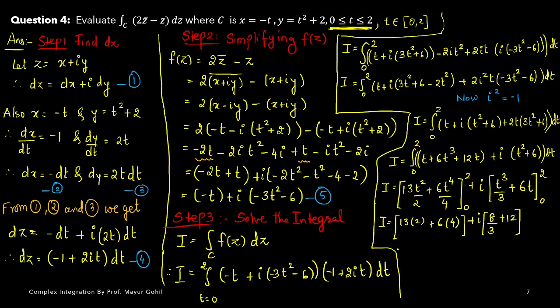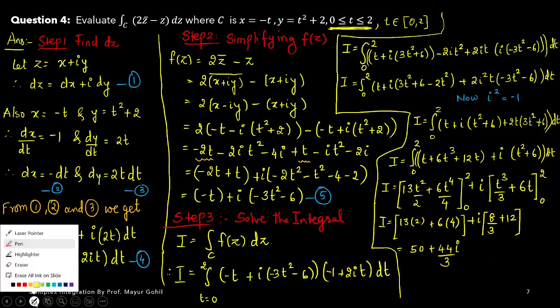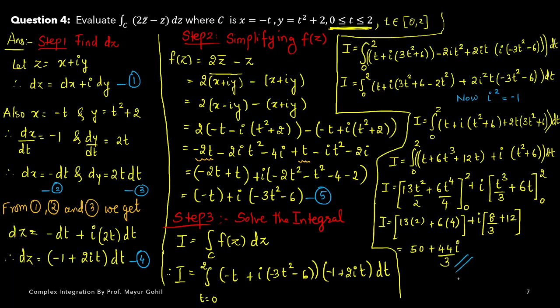Okay, on simplification of this is 26 and this is 24, right? So this is 50, and this one will be how much? 36 plus 8 is 44, right? 36 plus 8, yeah, is 44. So you have this 44i by 3. So this is the final answer over here. So I'll just put it in the box, or I just put a highlighter. Yeah, this is the final answer over here.